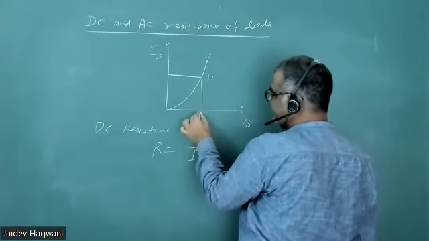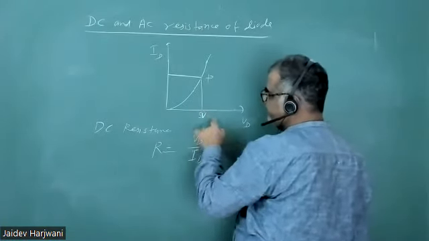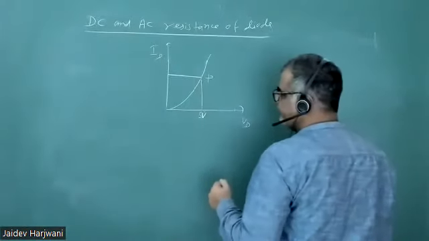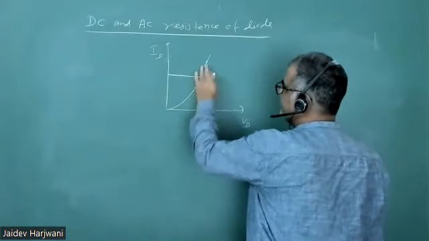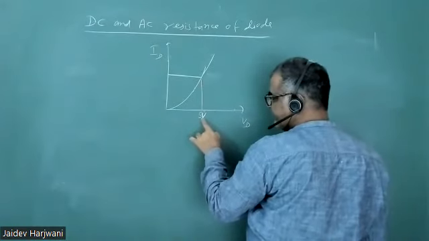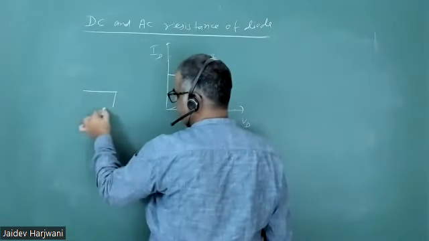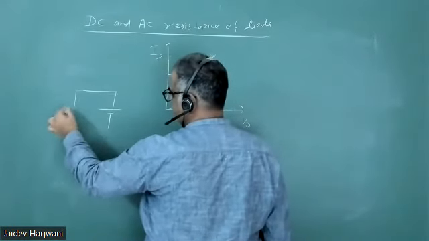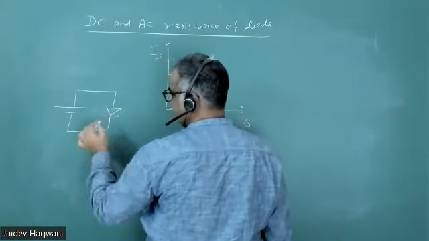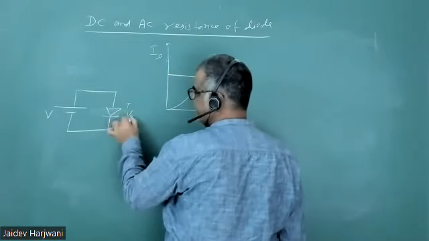Suppose this is 5 volt. Across this 5 volt, you're applying some 50 millivolt signal. So your voltage becomes 5 volt plus 50 millivolt. Are you getting my point? Suppose you have a diode here, and you are applying some DC voltage VDC, and the voltage drop across the diode is VD.